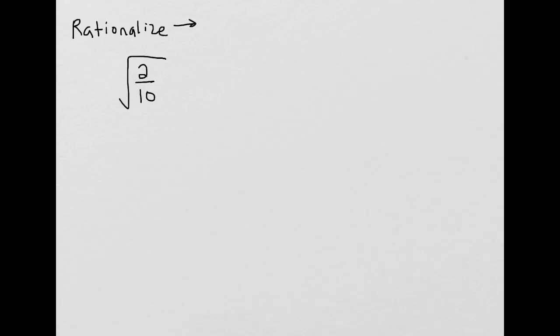Hello and welcome. In this video, we're going to be discussing how to rationalize an expression like the one you see here. So what do we mean when we say rationalize? Well, basically when we rationalize, our goal is to not have any radicals in the denominator position. So that's what we're going to aim for.